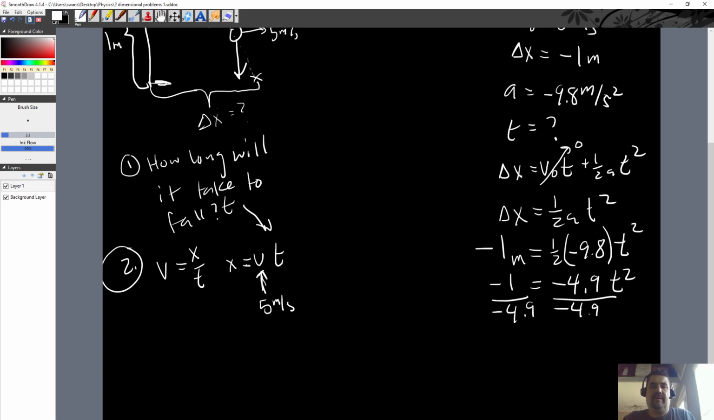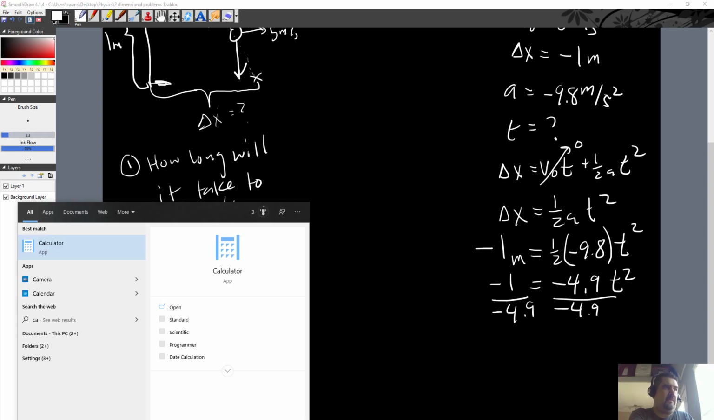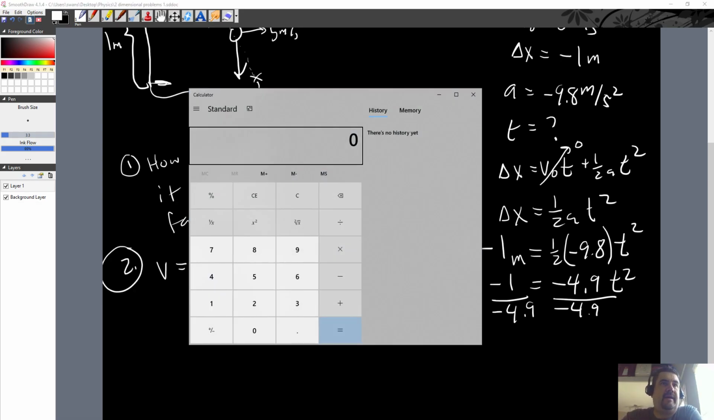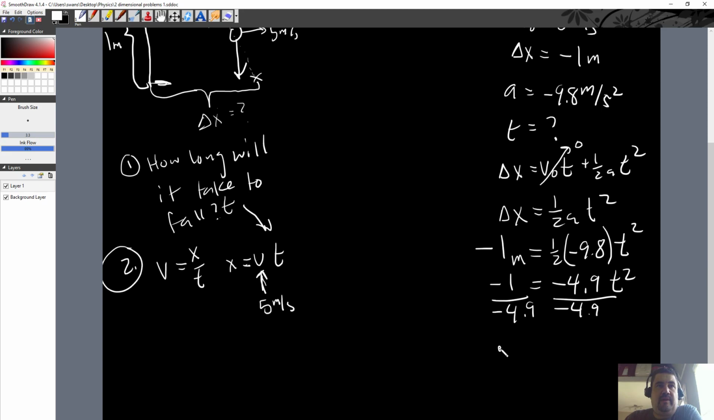So let's do a calculator real quick here. And I got 1 divided by 4.9. I didn't put the negatives in because I already know a negative divided by a negative is a positive, so I'll just leave them all positive. 0.20, that's pretty fast. Oh, that's not the time yet, that's why. I was going to say 0.204, so we get 0.204, but that's not the time yet.